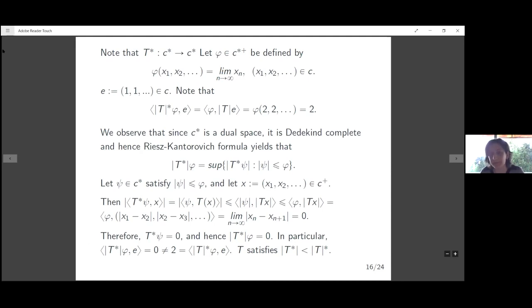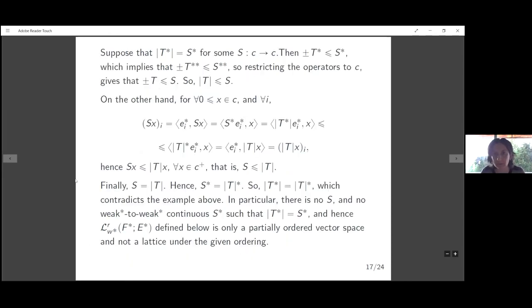So we have, this is the end of the example, but we have to continue our conclusions. Here we assume that there is some S from C to C such that the adjoint of this S is the modulus of the adjoint of T.